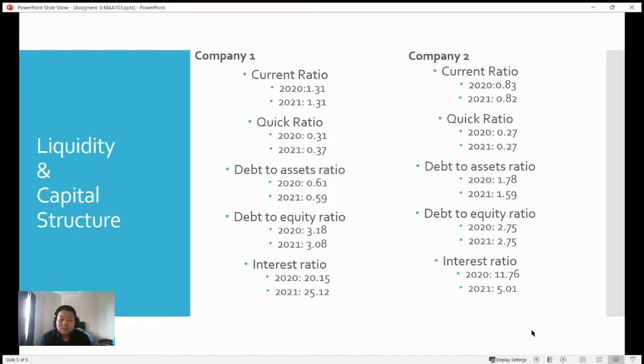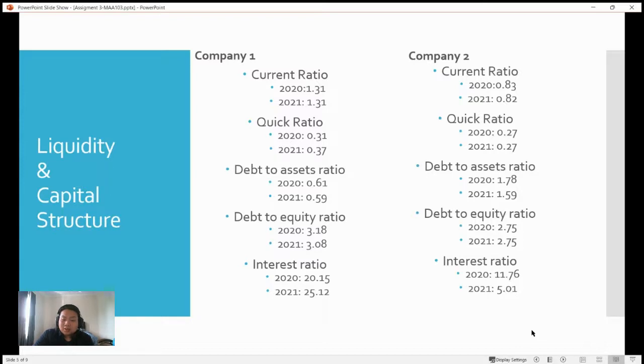We go next to debt to assets ratio. Debt to assets ratio is about whether they can pay the debt off with their assets, like the amount of assets needed to pay off their debt. As you can see, company one does a lot better than company two, since company one only requires 60% of their assets to pay off their debt, but company two on the other hand requires more. They have more debts than assets.